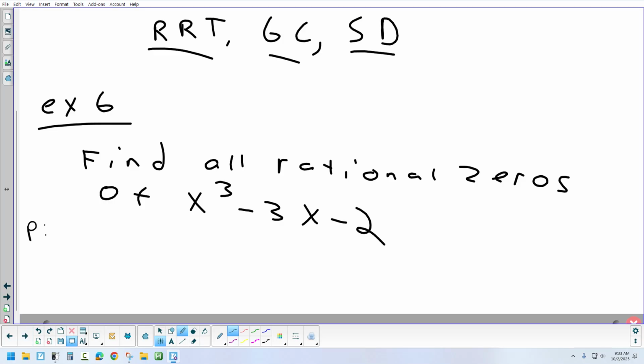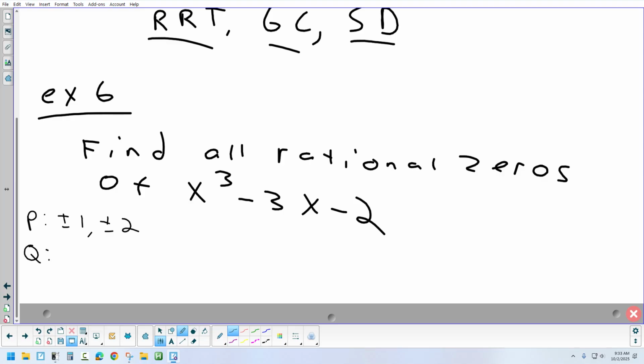What would be all my values here for P? Yep. Plus or minus 1 and 2. Plus or minus 1, plus or minus 2. Very nice. Not a lot of options. What about my values for Q? Yep. Plus or minus 1. Just plus or minus 1. So this time we really don't even need Q. Q is the denominator of 1. So these basically end up being my possible rational roots. I mean, it's 1 over 1 and 2 over 1. That's just 1 and 2.